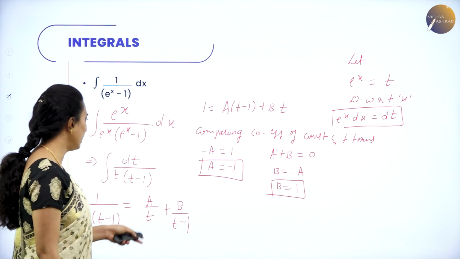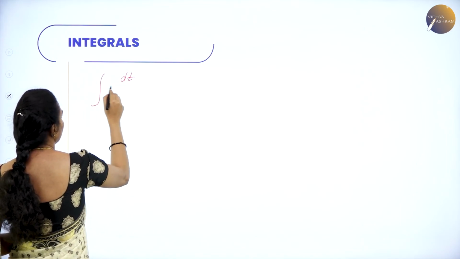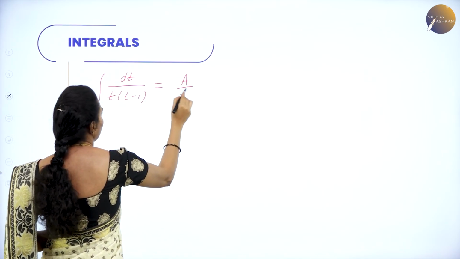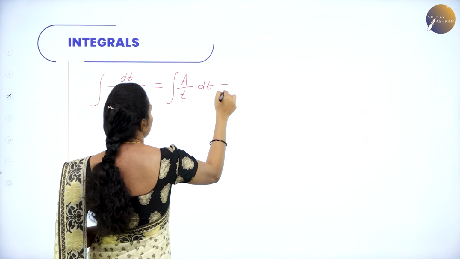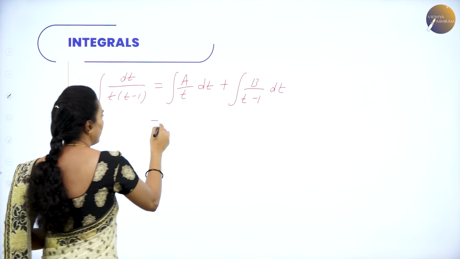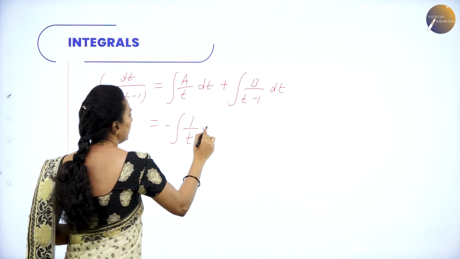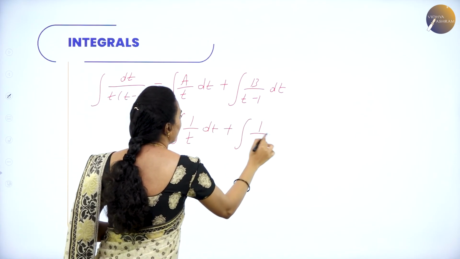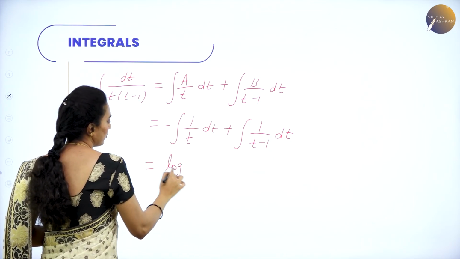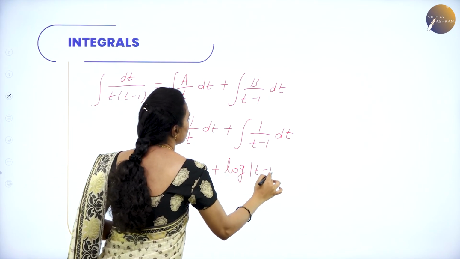Now substituting and then integrating, you are going to get integral of dt divided by t into t minus 1, which is integral of a divided by t into dt plus integral of b divided by t minus 1 into dt. Now what happens? The a value you are getting is minus 1, so minus integral of 1 divided by t into dt plus integral of 1 divided by t minus 1 into dt, which implies minus log of modulus of t plus log of modulus of t minus 1 plus c.